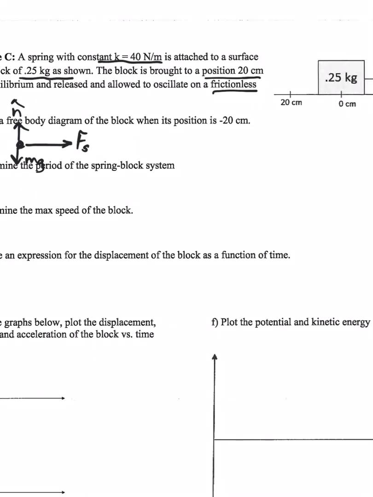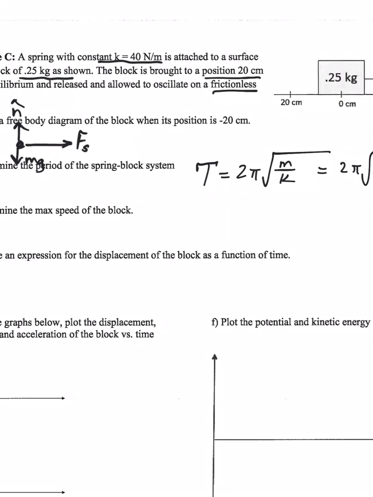Okay. So what's the period going to be? 2 pi times the square root of m over k. Okay, m over k, right? So 2 pi square root of m, which is 0.25, over k, which is 40, and you get what? 0.5. Okay, 0.5 seconds.